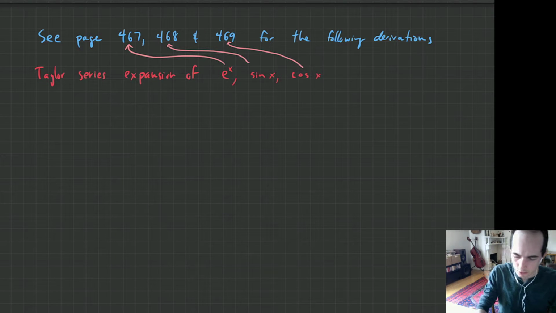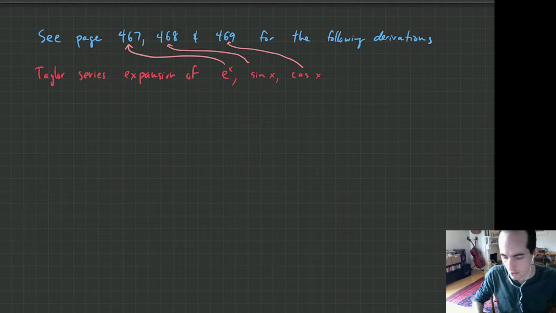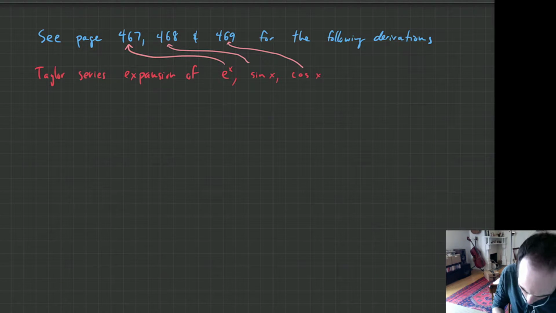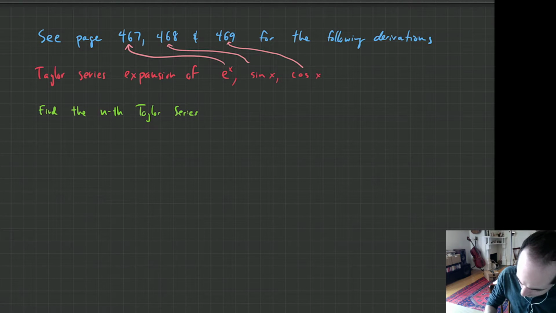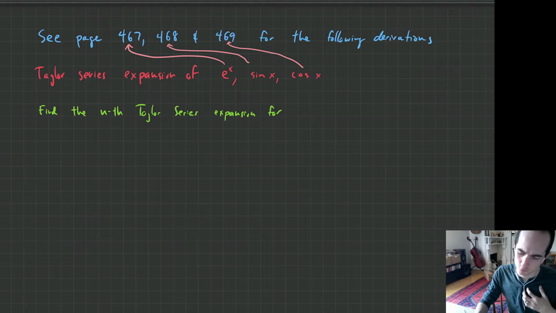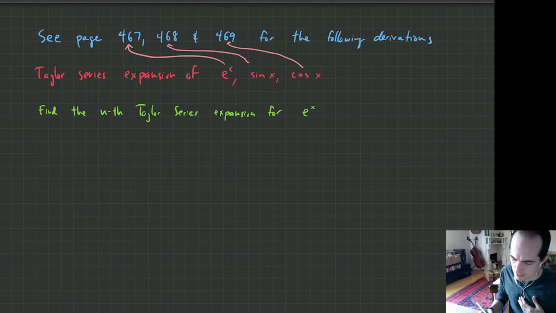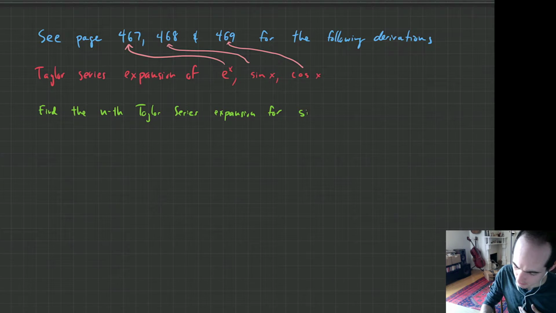Okay, so I'll do one of these just really quickly, just to give you an idea of what I'm talking about. So let's do just one. I'll do it in green here. Let's find the nth Taylor series expansion for, let's do e to the x. Actually, let's do sine of x, because e to the x is almost too easy. So let's do sine of x.